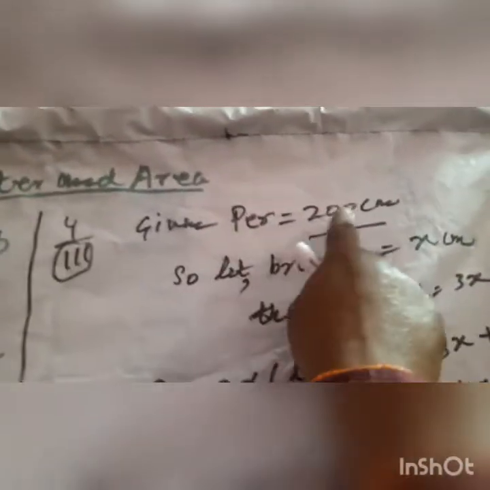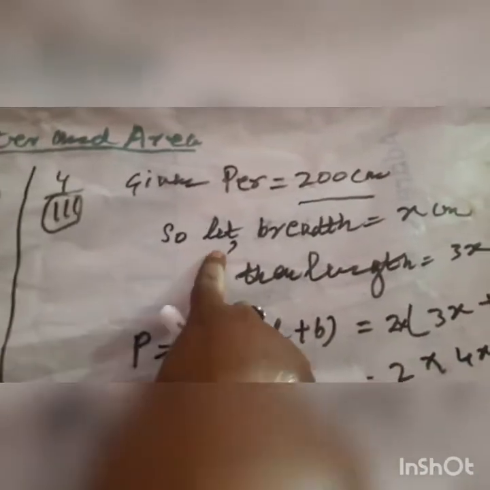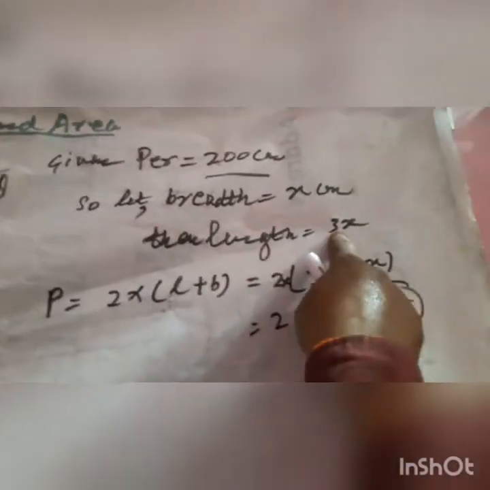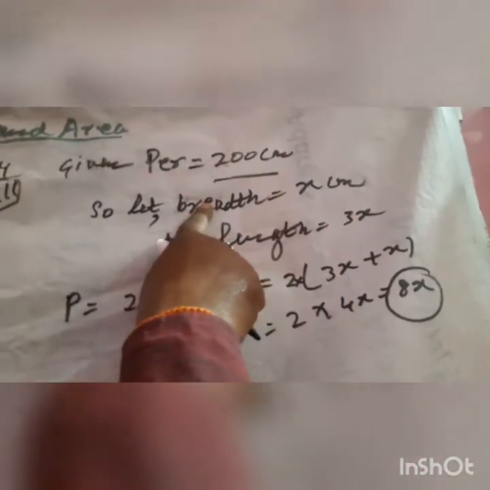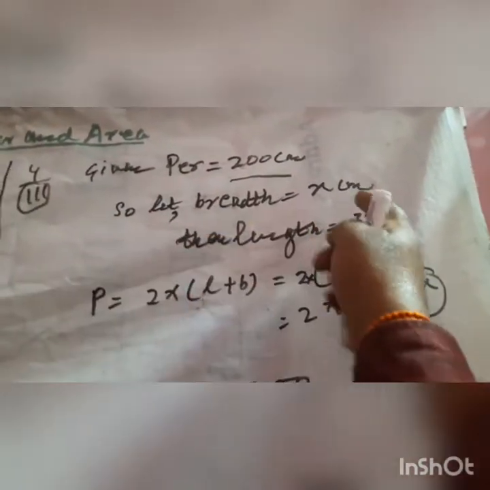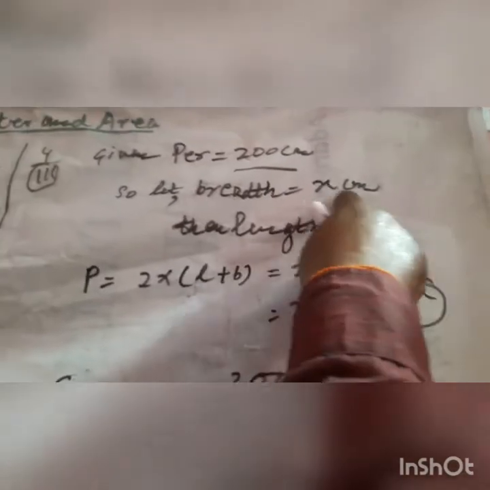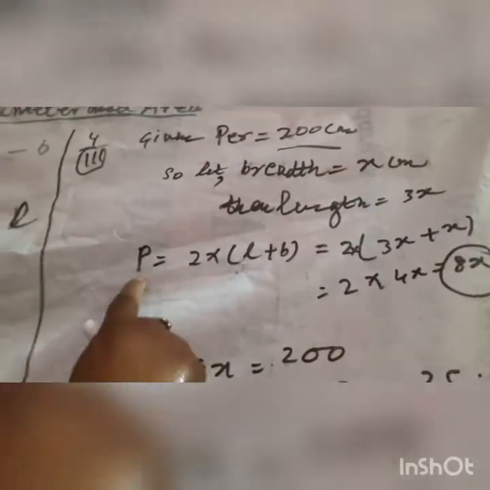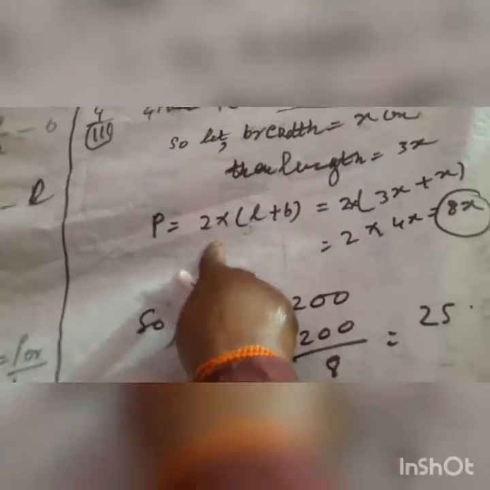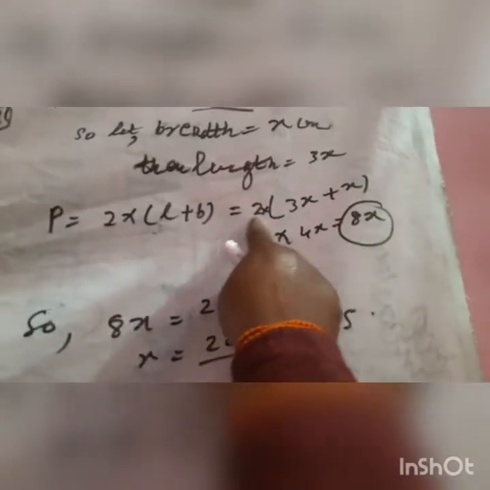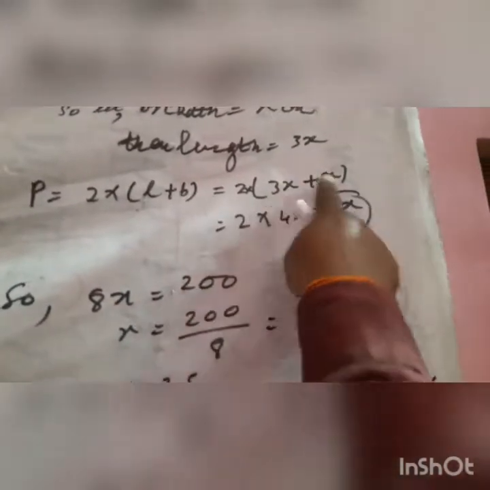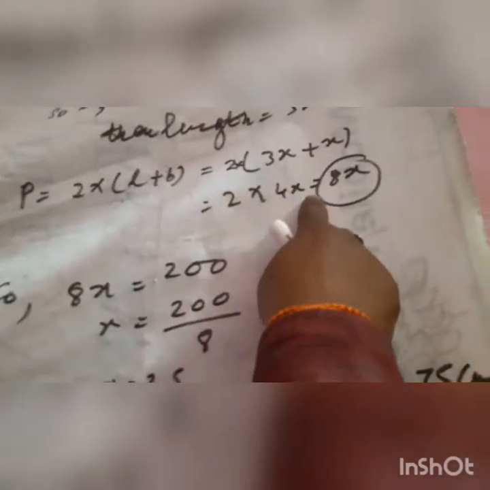Given perimeter is equal to 200 centimeter. So let breadth is equal to x. If breadth is equal to x, then length is equal to 3x, because length is 3 times of its breadth. In question is saying the length is equal to 3x and breadth is equal to x centimeter. Now we calculate the perimeter. Perimeter is equal to 2 into L plus B, is equal to 2 into 3x plus x. 3x plus x is equal to 4x. 2 into 4x is equal to 8x.